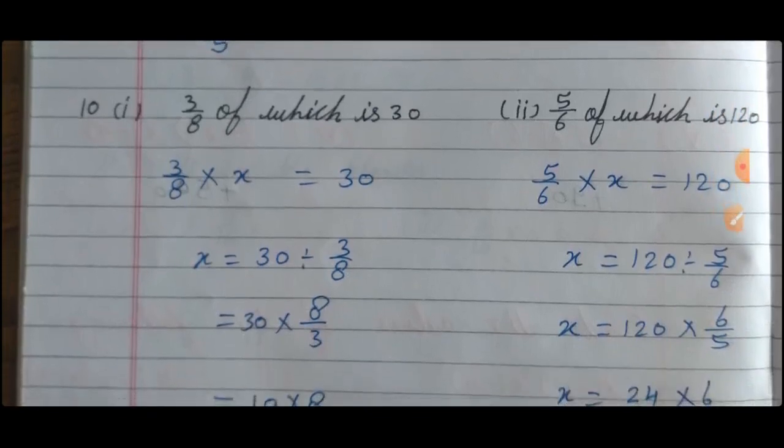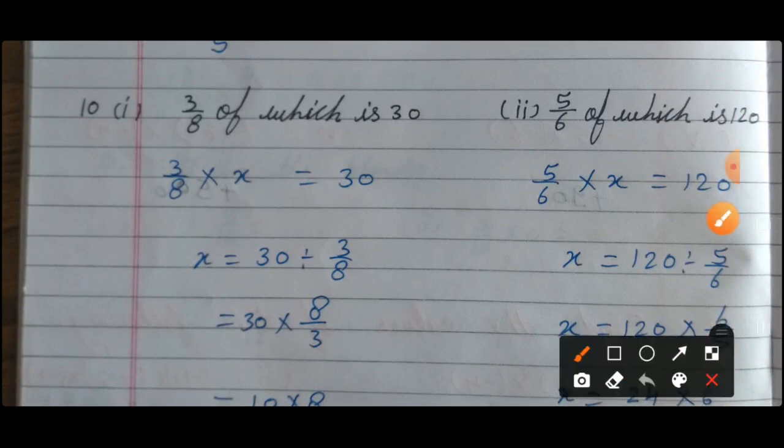Come to question number 10. 3 upon 8, yes, the first part is here: 3 upon 8 of which is 30. Let the required number be x. 3 upon 8 of x means we will replace this 'of' by multiply, and on solving this we are getting 30. 3 upon 8 of which is 30, it means we will put here the value of x. 3 upon 8 multiply by x is equal to 30.